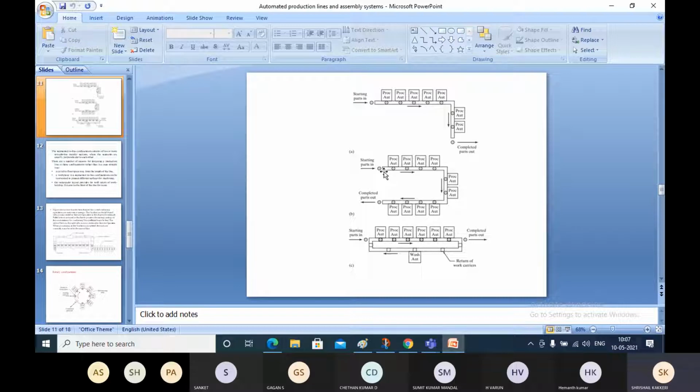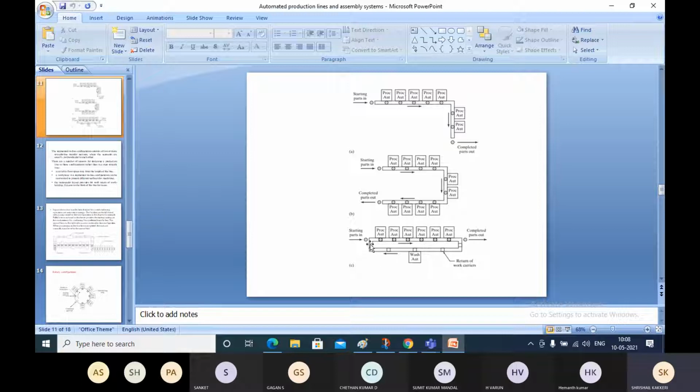And the U shape, the belt conveyors and all these will be used in the U shape. The processing units, the workstations will be kept in the U shape, and the work part will be starting from here, and the completed work part will be taken out from here. And this is rectangular shape. You can see that rectangular shape.